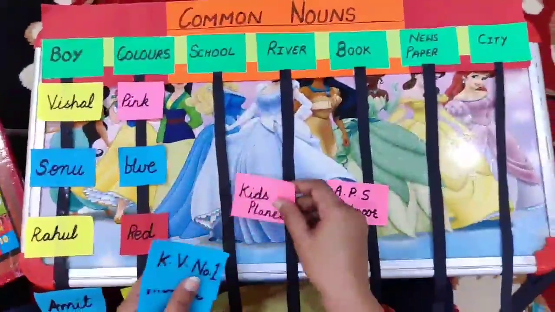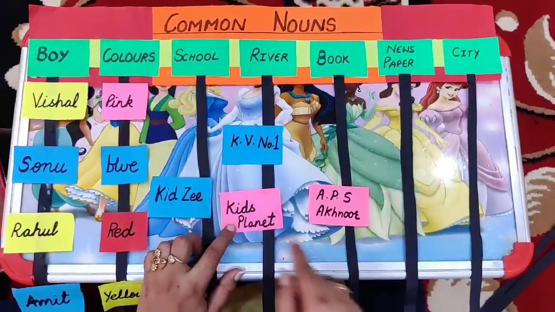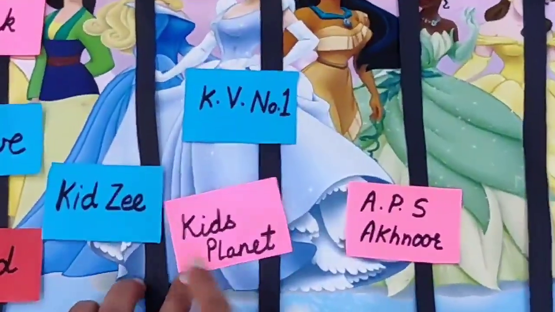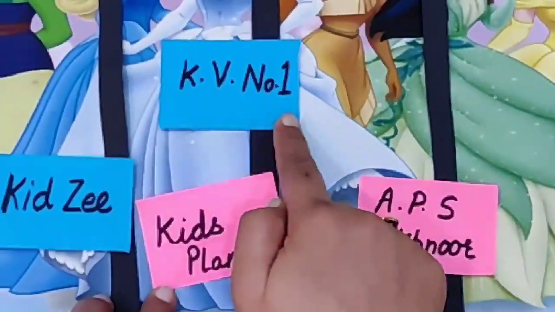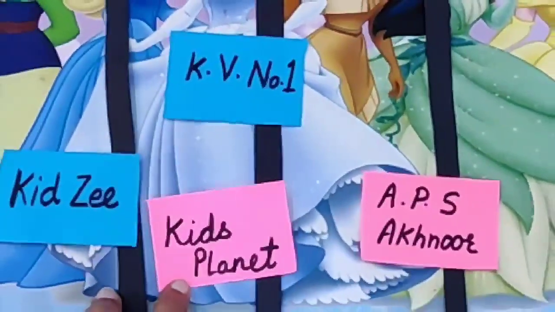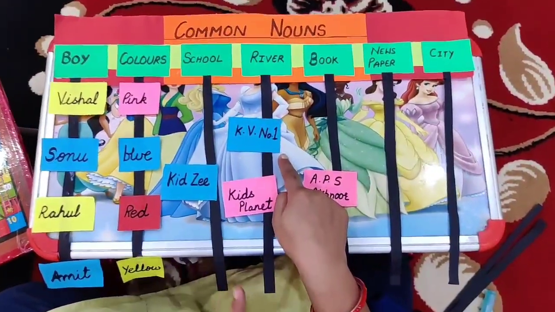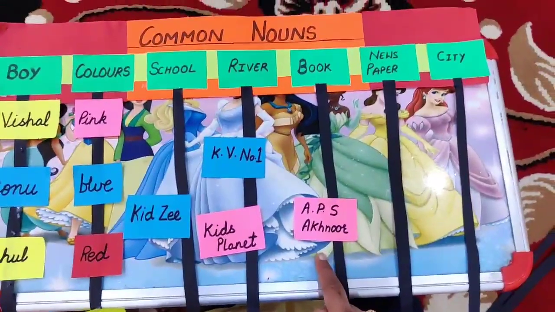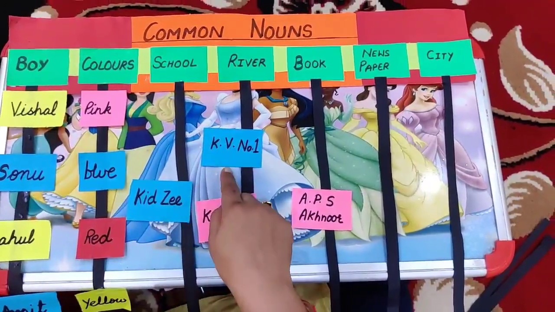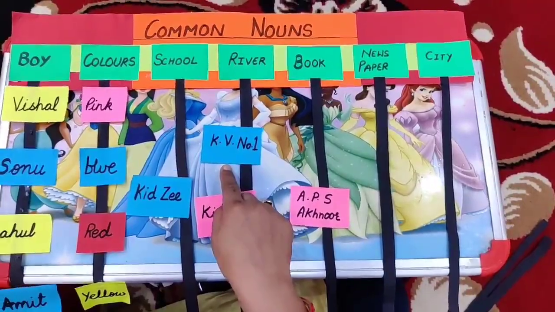Now here I have some slips on which I have written the names of schools. APS Aknoor, Kids Planet, Kidsy, KV number 1. What are all these? These are the names of schools. So school is the common noun, and when I am mentioning the name of a particular school, that is the proper noun. So these are the specific names of the schools. So these are proper nouns.